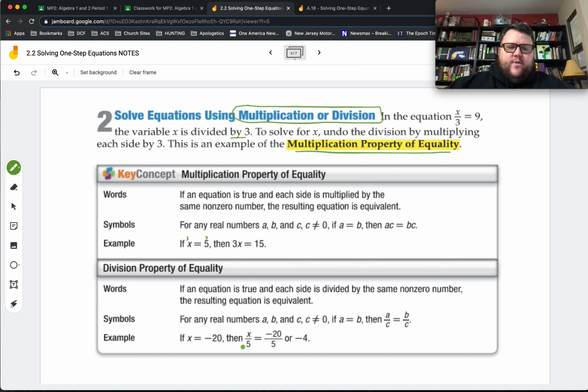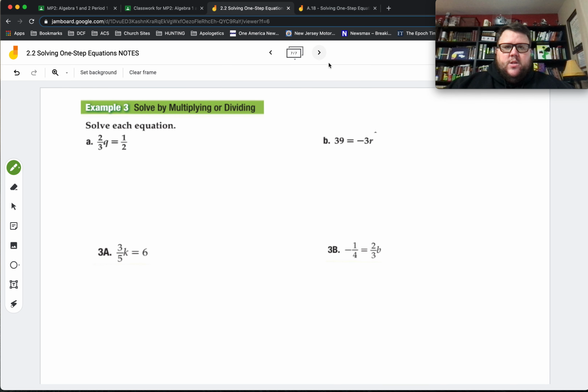If x equals negative 20, then x divided by 5 equals negative 20 divided by 5, which is negative 4. So all we're doing is saying that what you do on the left side of the equation, you have to do on the right side. So we're just going to do a couple examples, and then you guys are good to go for your assignment today. So solve each equation.